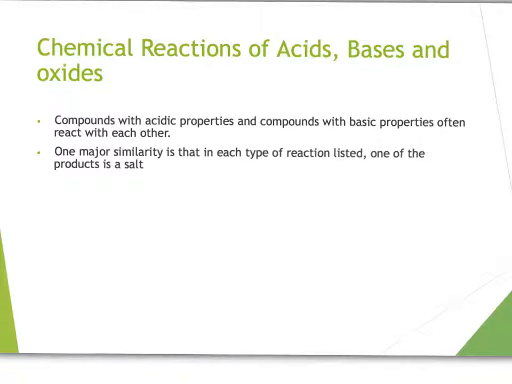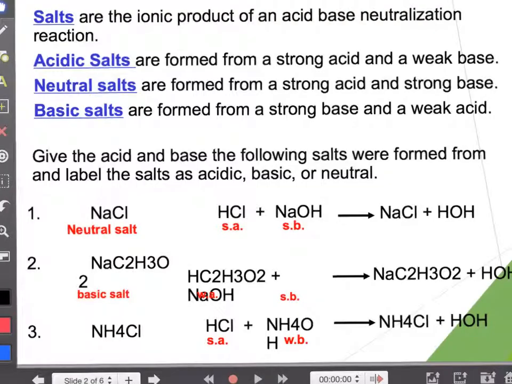In chemical reactions of acids and bases, compounds with acidic properties and compounds with basic properties often will react with one another. One of the major similarities is that in each type of reaction listed, one of the products will be salt. In a chemical reaction where we have an acid reacting with a base, we have salt and water as our two products. Now, to determine the specific salt that occurs, we must first look at our acid and our base.